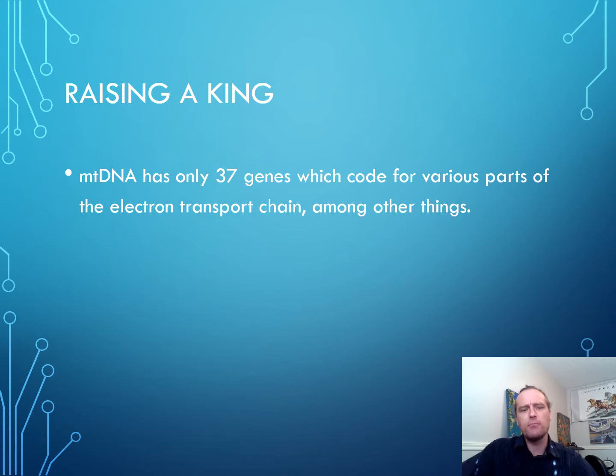Mitochondrial DNA has only 37 genes, which code for various parts of the electron transport chain, among other things. So that DNA in the mitochondria has a use, and not surprisingly, it's used to make stuff that the mitochondria need. When the mitochondria were free-living, bacteria-like organisms long ago, that DNA was used to produce all the things the mitochondria need. So that's why they have that DNA in there, to make all those proteins involved in the electron transport chain, ATP synthase, etc.